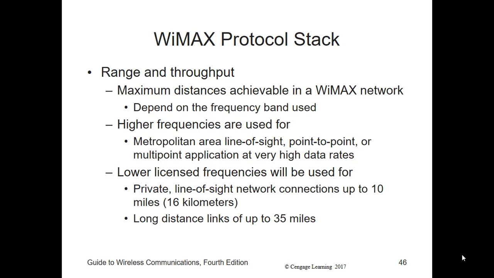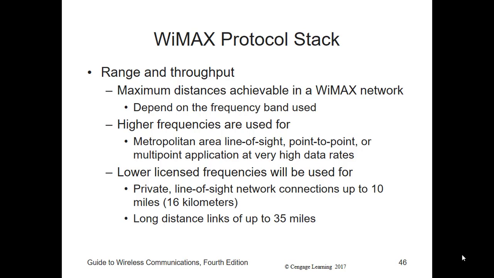Now, in general, higher frequencies are used for metropolitan area line-of-sight, point-to-point applications at very high rates for carrier networks using licensed frequencies. Lower licensed frequencies below 11 gigahertz are typically used for private line-of-sight network connections of up to, say, 10 miles, as well as for long-distance links of up to 35 miles. Frequencies below 11 gigahertz are used for non-line-of-sight networks with a maximum range of up to 5 miles.